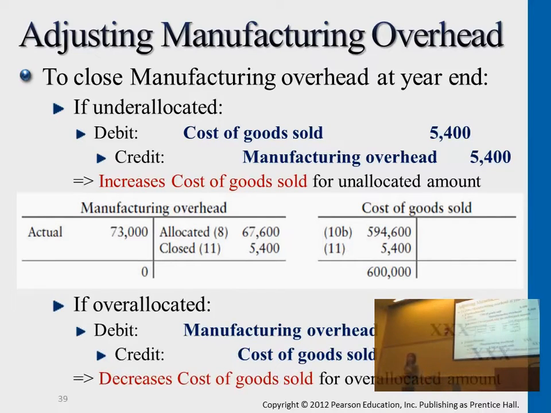Under allocation means we assigned too less of manufacturing overhead costs in each and every job order. So now we want to assign more cost to cost of goods sold altogether at year end. Over allocation, we assigned too much indirect cost in each job order. We want to take some of the cost back. So we reduce cost of goods sold by cutting this. And then this account here, we basically close it out, zero it out.